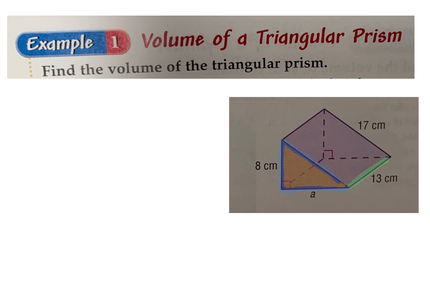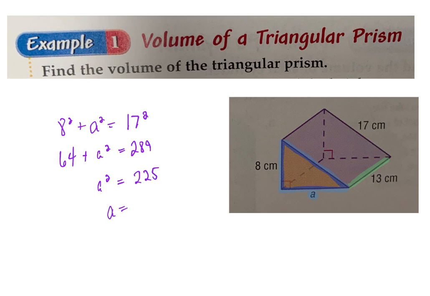So in order to do that, we really need that a. So how am I going to find that? Yeah, Pythagorean theorem. So I'm going to say 8 squared plus a squared equals 17 squared. So when we do this out, we'll say 64 plus a squared equals 289. When you subtract, you get what? 225. And the square root there is 15. So a is going to equal 15.